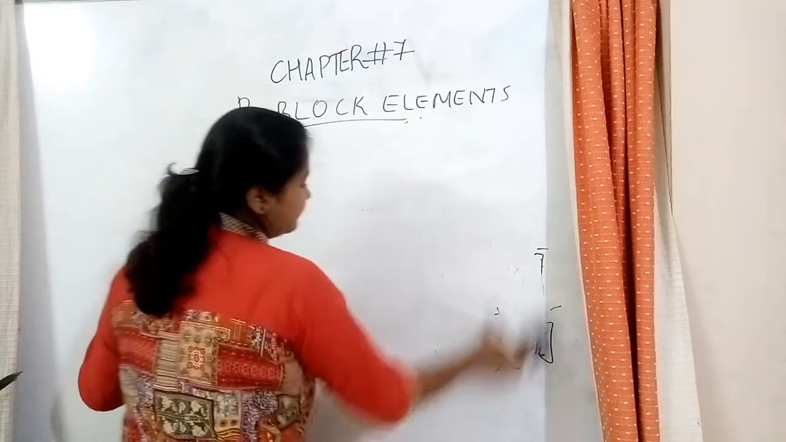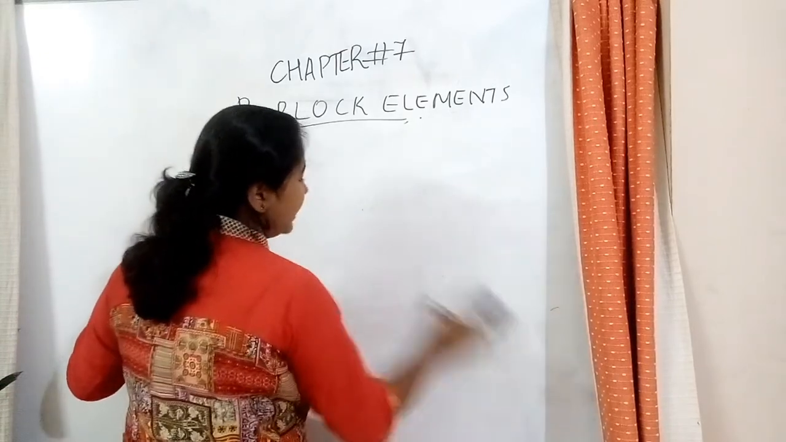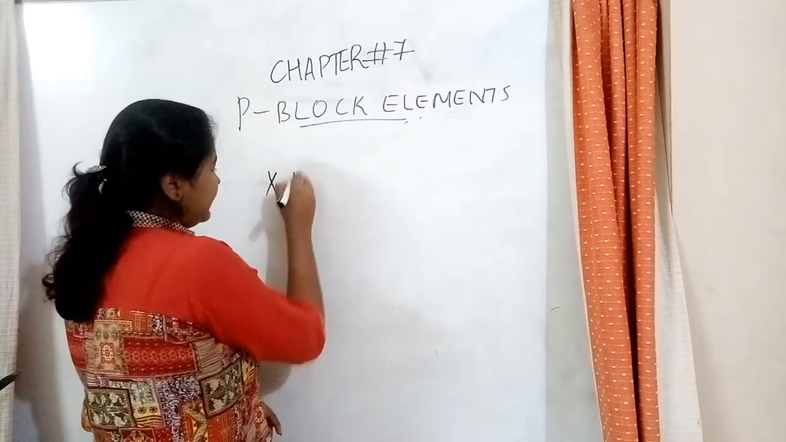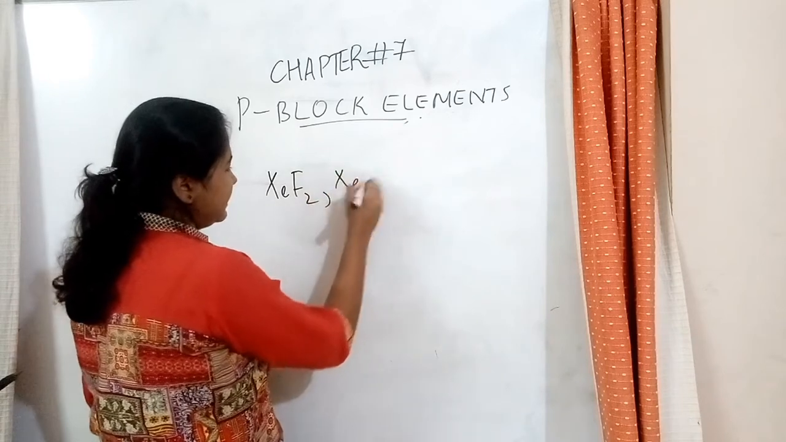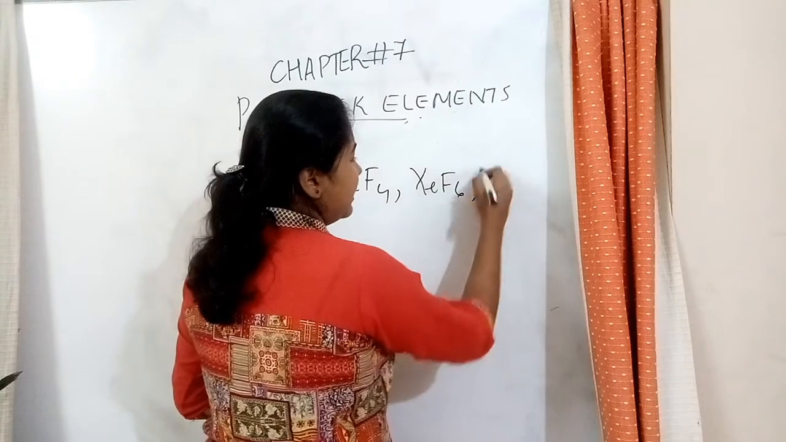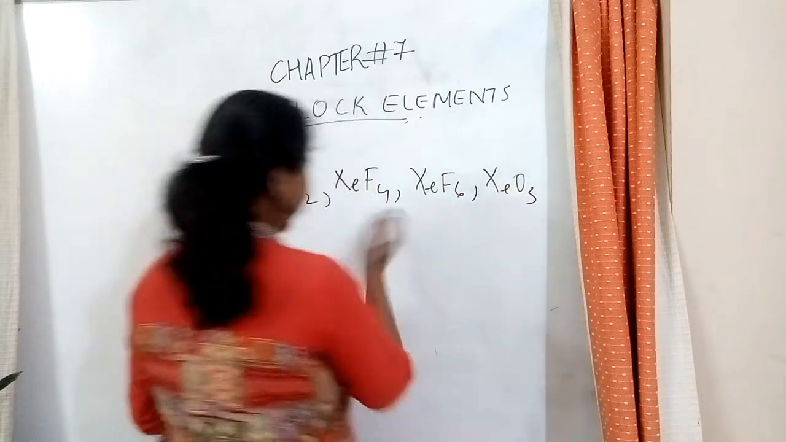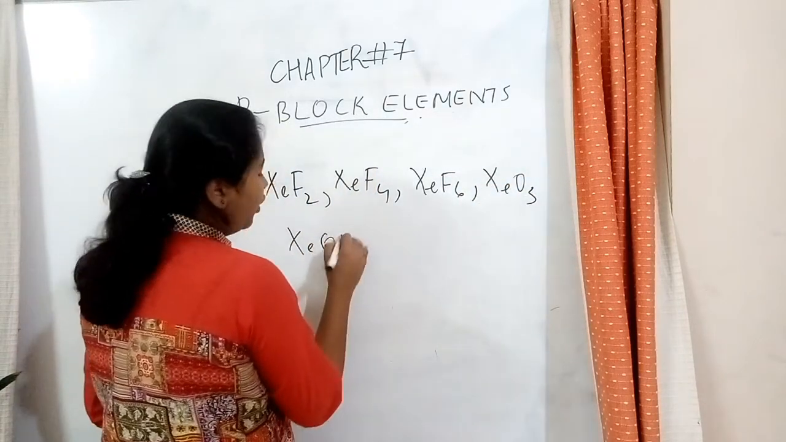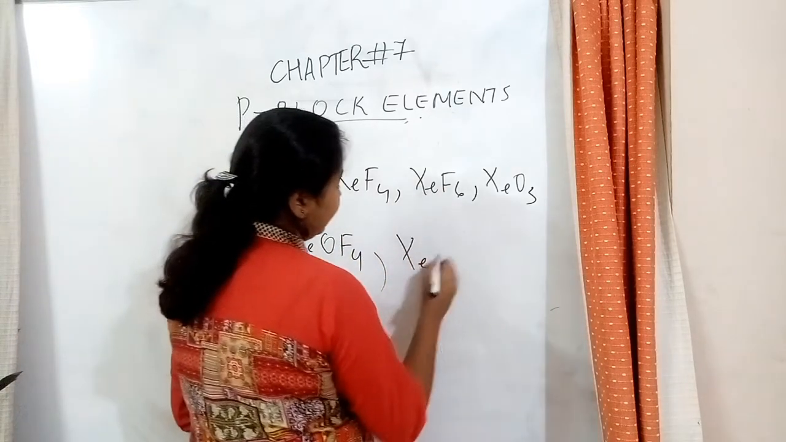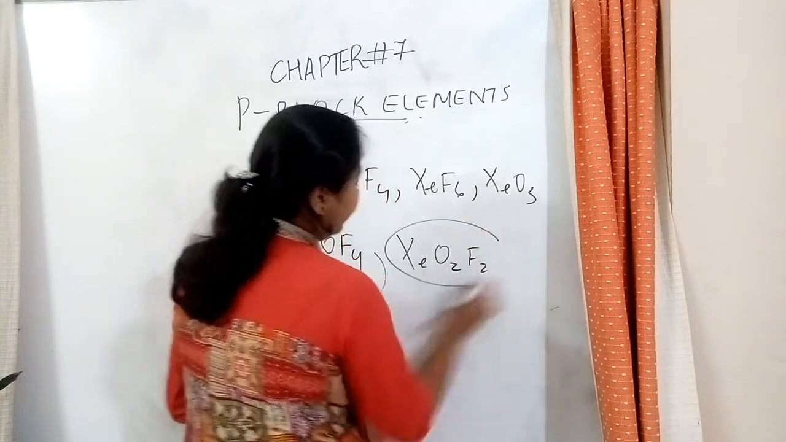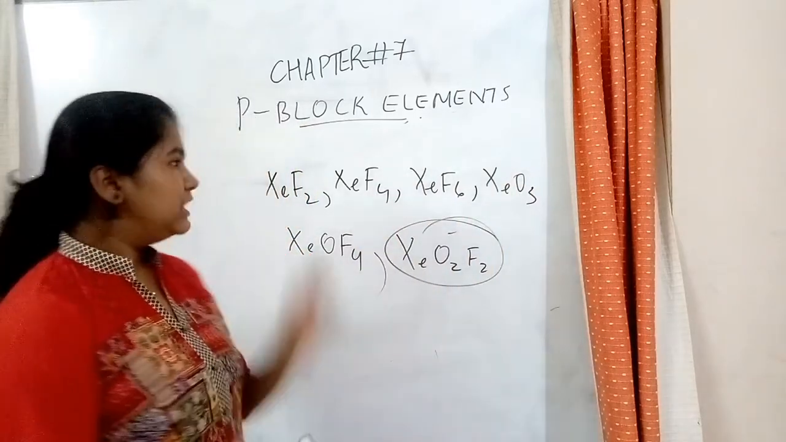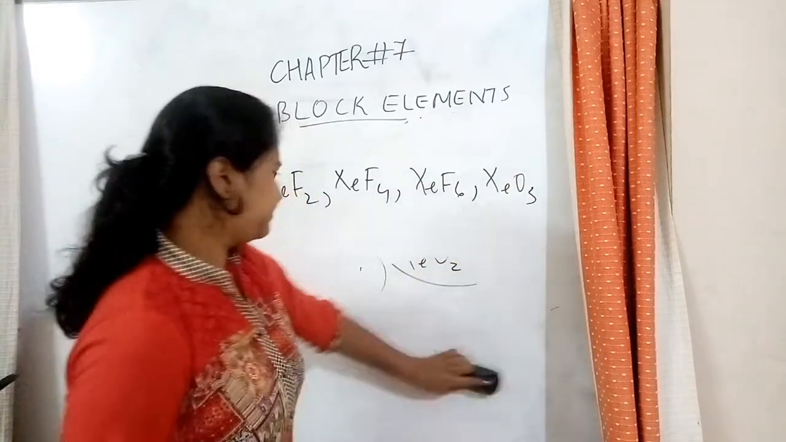The structures of these compounds are actually very important. So let's learn. Which all are the structures we have to learn about? XeF2, XeF4, XeF6, XeO3 and XeOF4. And we also have a compound XeO2F2, but this is not there in the textbook, but we are still learning about this. Okay, so let's see XeF2 first.